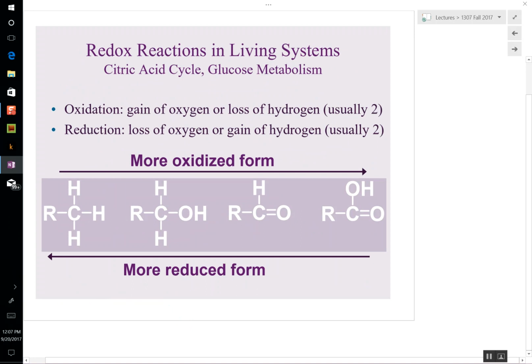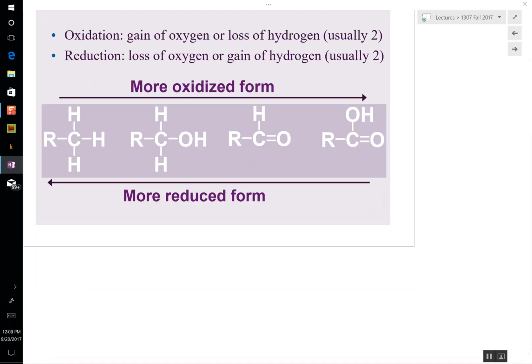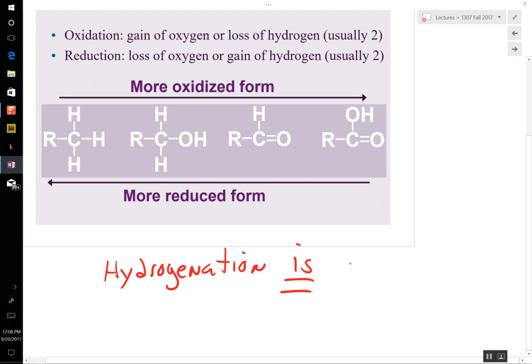What do I want to do here? Let's remind ourselves right here. What is reduction? We're coming in this direction. It's either the loss of oxygen, or what I want to concentrate on right now, gain of hydrogen. Usually 2. Well, what is hydrogenation? When you hydrogenate something, what do you add to it? Hydrogen. How many? 2. So is that oxidation or is that reduction? Reduction. So keep this in mind, that hydrogenation is reduction. Those are almost synonymous. Yeah, there are other ways of reducing something, but if you hydrogenate something, you are always reducing it. Hydrogenation is always reduction. So let's look at the hydrogenation.